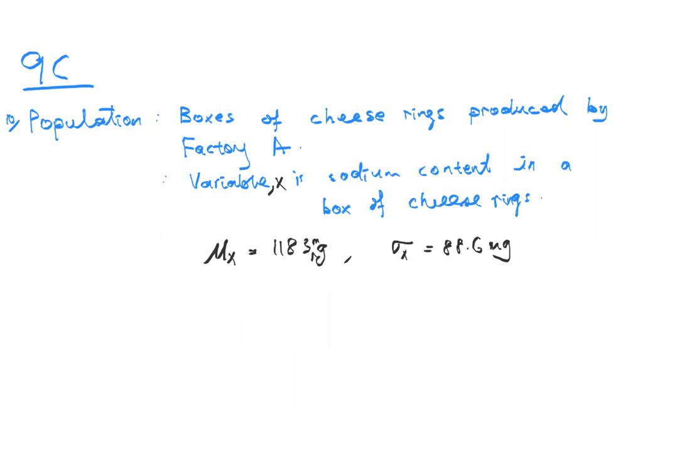Okay, so now from here onward, they say find the probability that the mean sodium content per box for a sample of 50 boxes. That means each sample has 50 boxes. Got how many boxes inside? 50 boxes inside. Have you ever bought things like that in a big box? Yeah, there are 50 small boxes inside. Okay, so this is a sample.